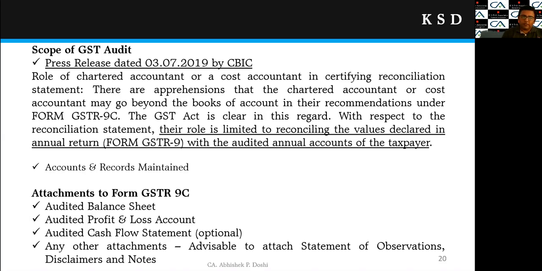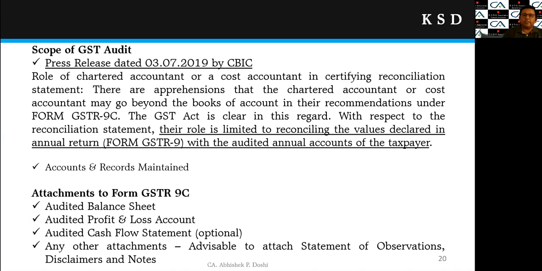However, there is a specific certification in the 9C regarding accounts and records maintained, right? The CGST rules prescribe many details about the accounts and records to be maintained by the registered person, and we as chartered accountants need to certify what kind of accounts and records are maintained and whether all the records and accounts required as per the CGST rules are maintained or not. So we need to list out the requirements of the accounts and records and whether the same have been maintained or not, right?